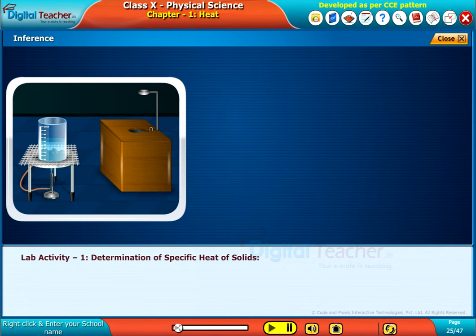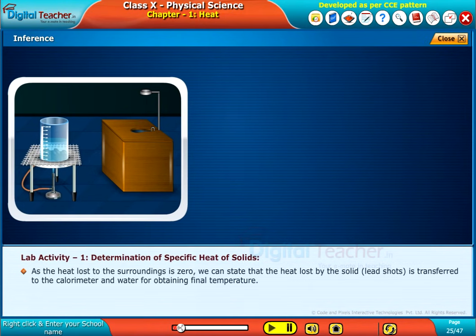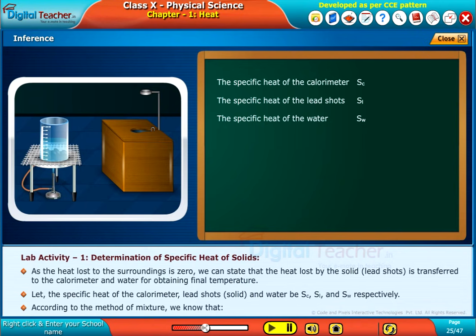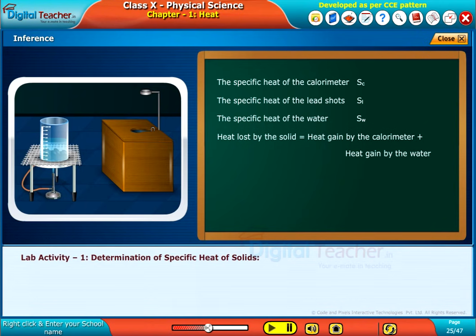Inference. As the heat lost to the surroundings is zero, we can state that the heat lost by the solid, lead shots, is transferred to the calorimeter and water for obtaining final temperature. Let the specific heat of the calorimeter, lead shots, solid, and water be SC, SL, and SW respectively. According to the method of mixture, we know that heat lost by the solid is equal to heat gained by the calorimeter plus heat gained by the water.